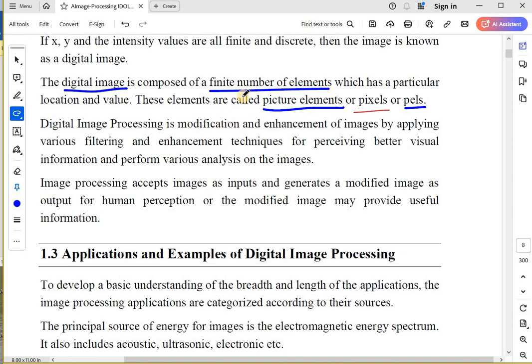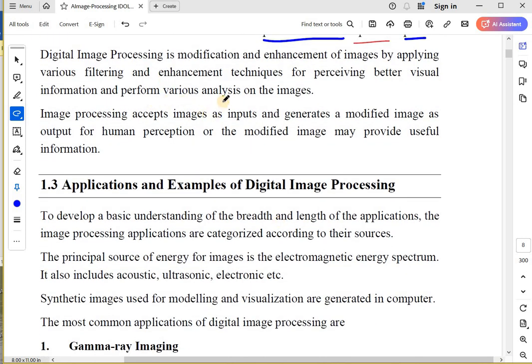Now, digital image processing is modification and enhancement of images by applying various filtering and enhancement techniques so that we get better visual information and we can make good use of those images. So digital image processing is not only about capturing images and storing them. It is about maybe mixing two images, finding out the elements in the images, modifying the images to get better information. So all those parts come under digital image processing. So we perform various analytical techniques on images as well.